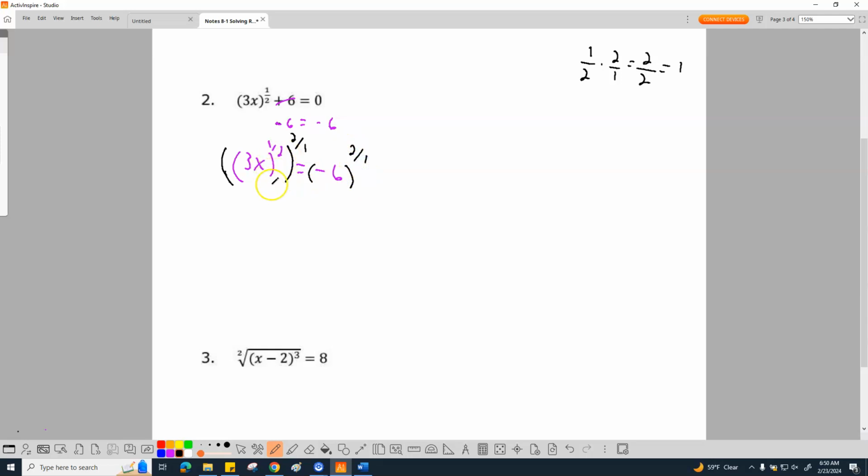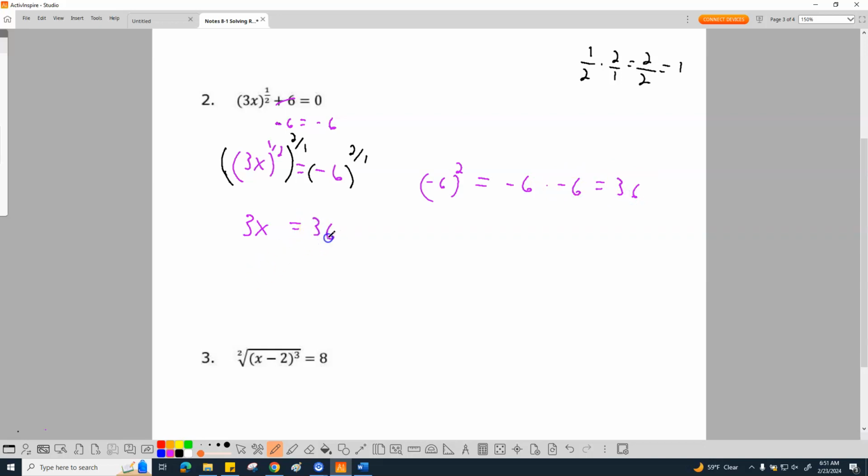So I'm going to go ahead and rewrite in purple again. What ends up happening is this 1/2 and this 2 over 1 cancel out. The parentheses are removed. This 3x is now freed up to go to the next level. Negative 6 raised to the power of 2, y'all. That's just negative 6 squared. So that's just negative 6 times negative 6, which gives you positive 36.